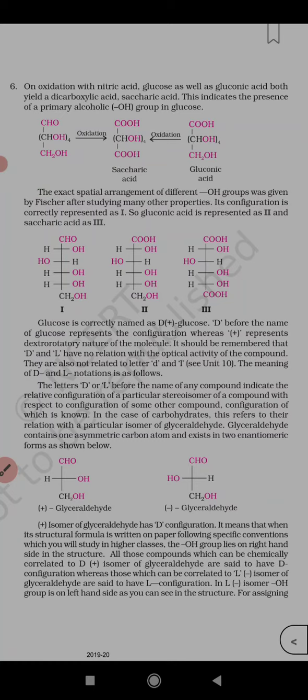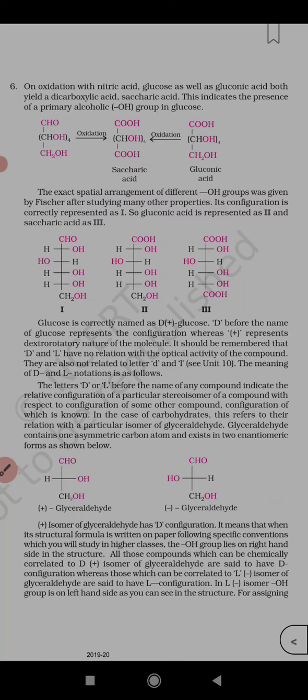In the case of carbohydrates, this refers to the relation with a particular isomer of glyceraldehyde. Glyceraldehyde contains one asymmetric carbon atom and exists in two enantiomer forms as shown. If the OH group is at the right side, it is capital D glyceraldehyde. If the OH group is at the left side, then it is capital L glyceraldehyde.